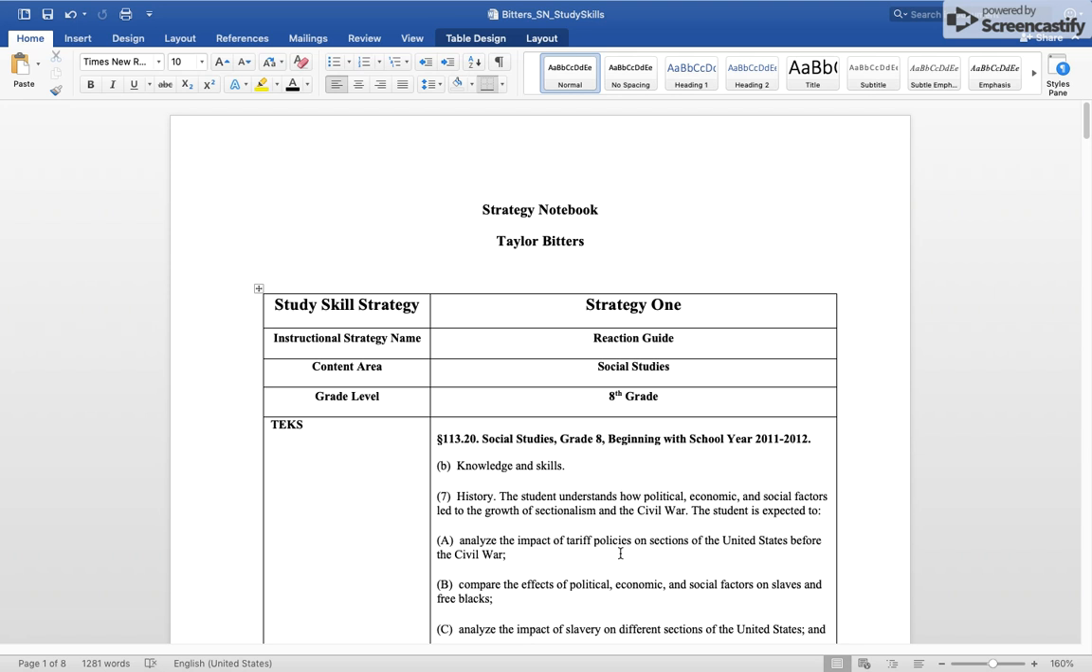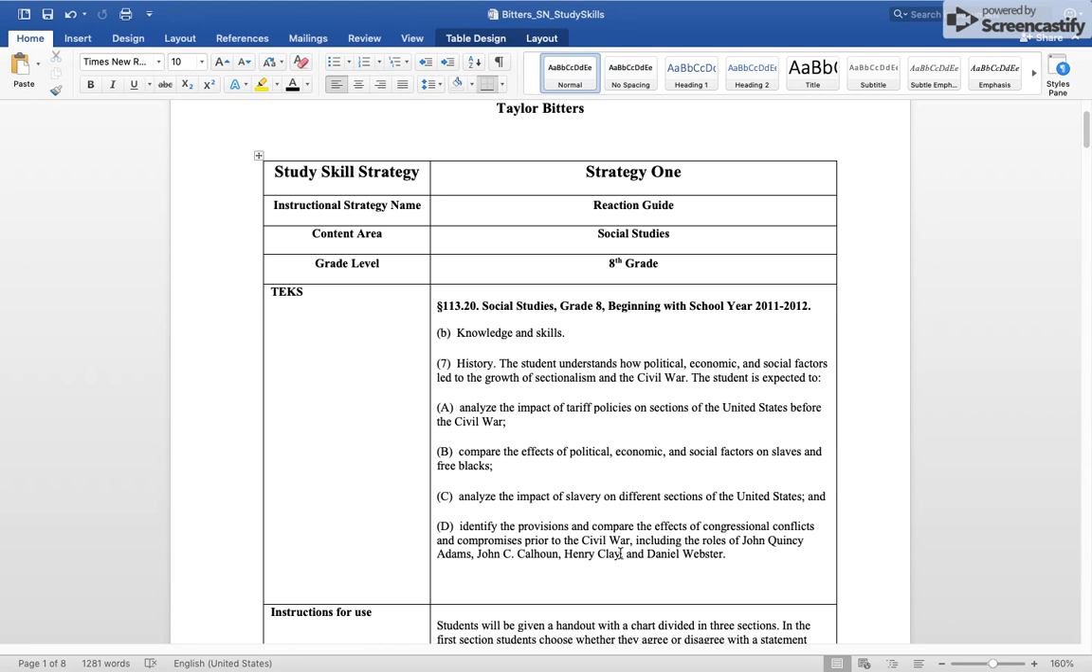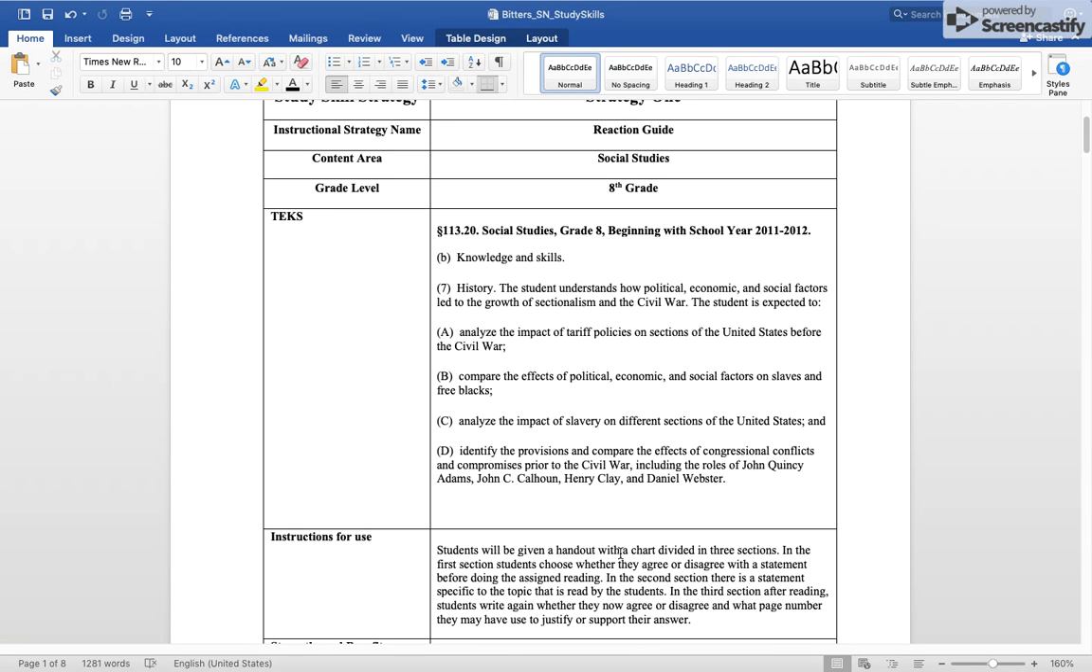Hello. So for my study skills strategy, strategy number one, I chose to do a reaction guide for eighth grade social studies. And this specifically pertains to knowing about certain things in the Civil War, economical and social factors, and important figures during a certain time.